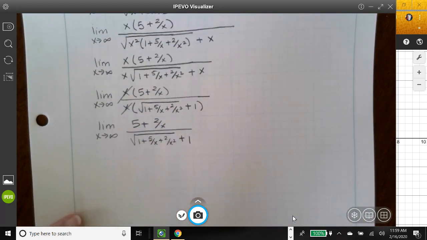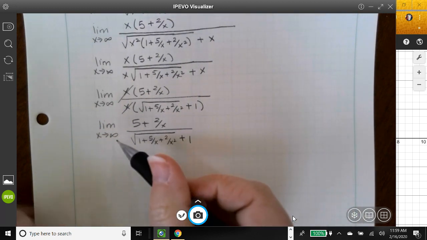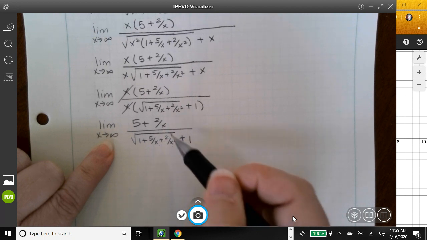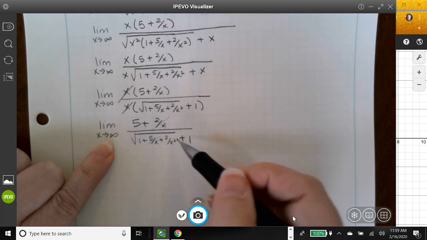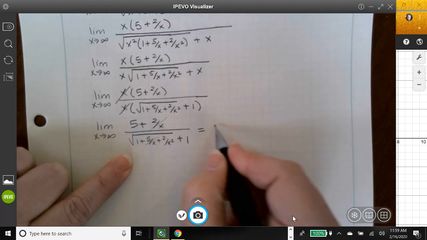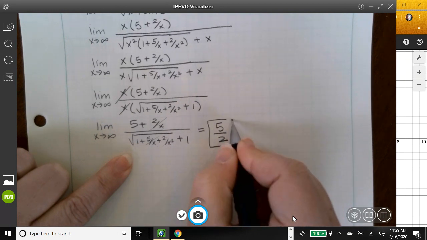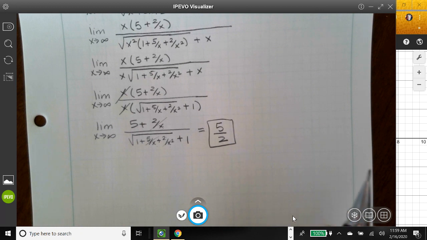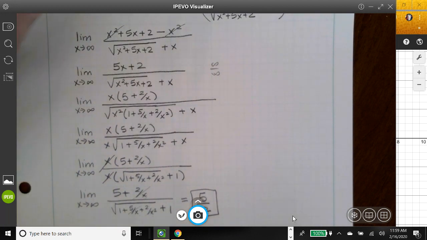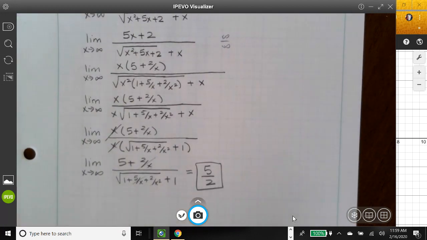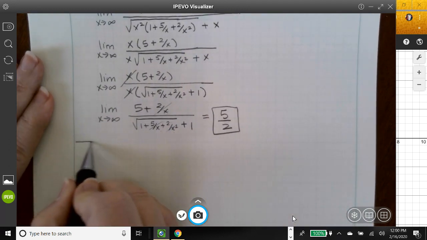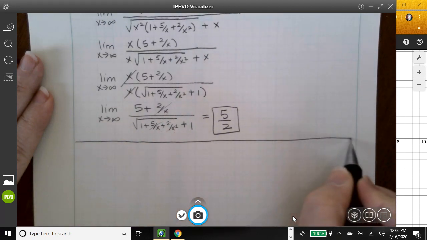And now what happens to these terms that are over x and x squared as x goes to infinity? Well, this gets to be 2 over something very large, 5 over something very large, 2 over something even larger. And these terms go to 0, this goes to 0, this goes to 0. And I'm left with 5 over the square root of 1 plus 1, which is just 5 halves. All right, so in that case, it looked like I might want to use L'Hopital, but the algebra is the way to go on this one. So infinity minus infinity, not equal to 0. It's equal to 5 halves.